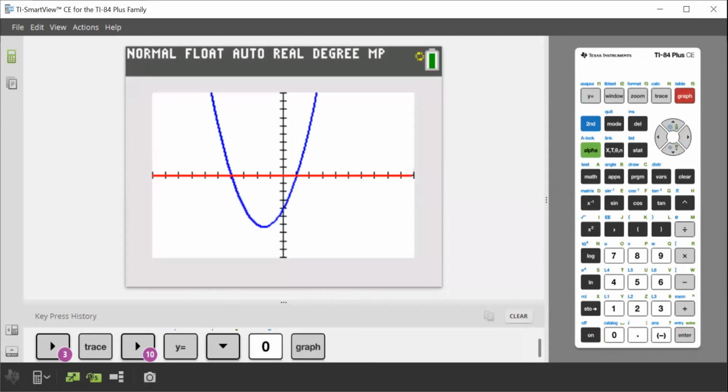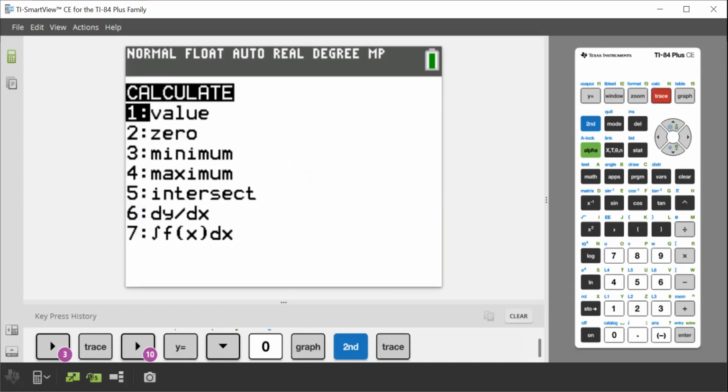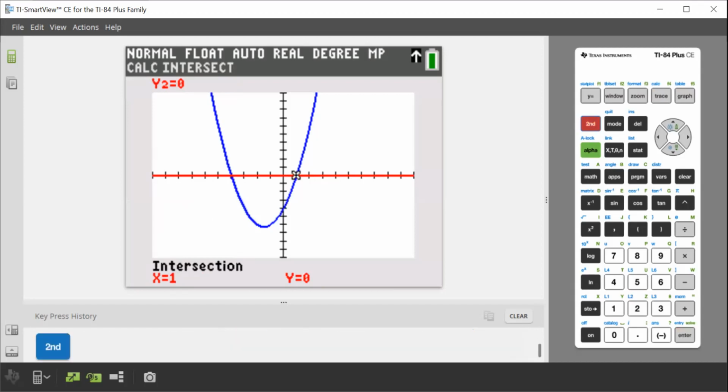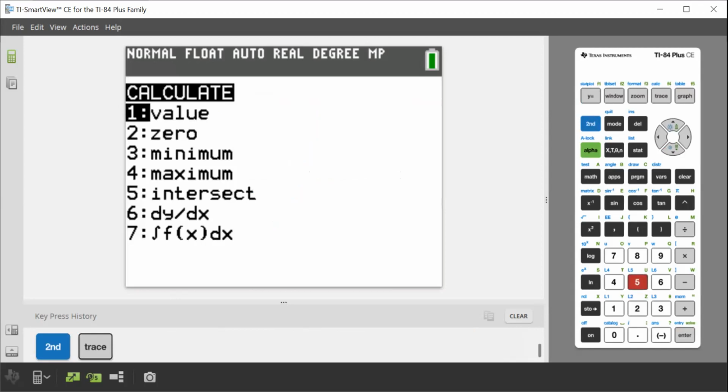And I hit graph, and because I've got a color graphing calculator, you can see that it drew it on the x-axis. And now I'm going to find where those two lines cross, known as the intersection. So there it is, number 5, intersect. And again, on the TI, first curve, enter, second curve, enter, graph. Guess who cares, enter. There's one of them. It's at 1.